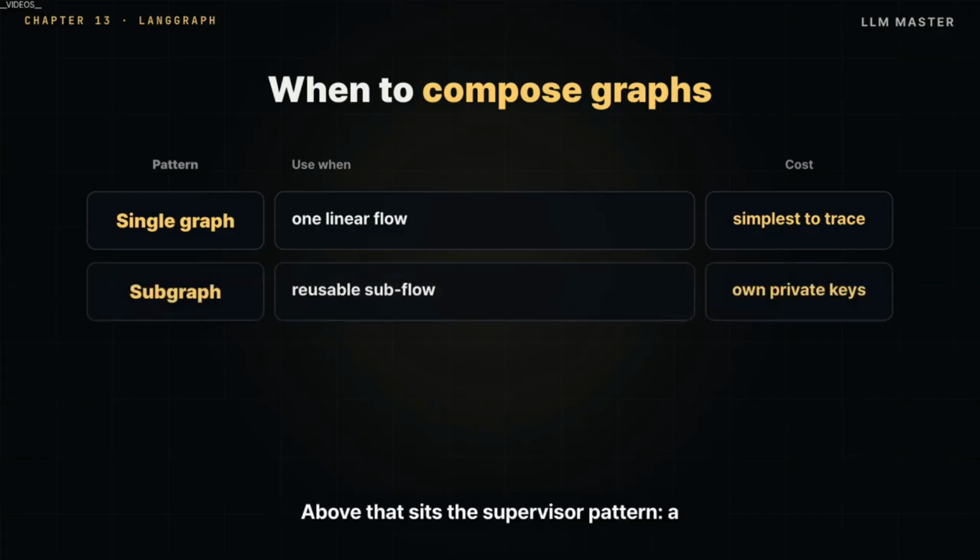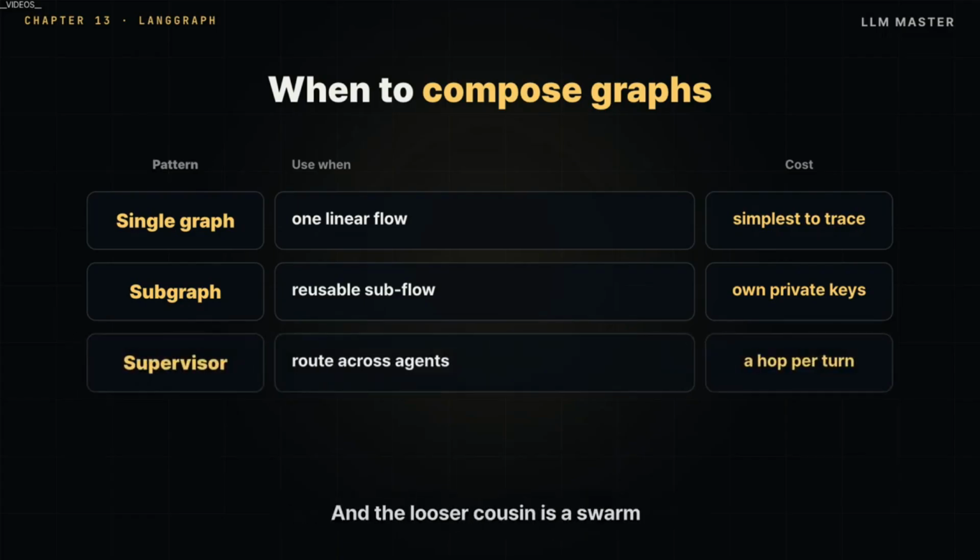Above that sits the supervisor pattern. A central router node looks at the state and decides which specialist agent runs next. Researcher, coder, charter, then loops back to itself until the work is done. And the looser cousin is a swarm, where agents hand control directly to each other.